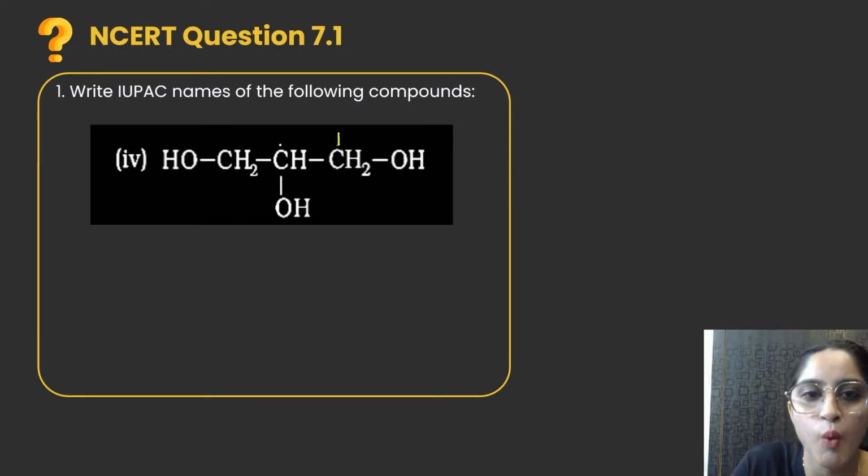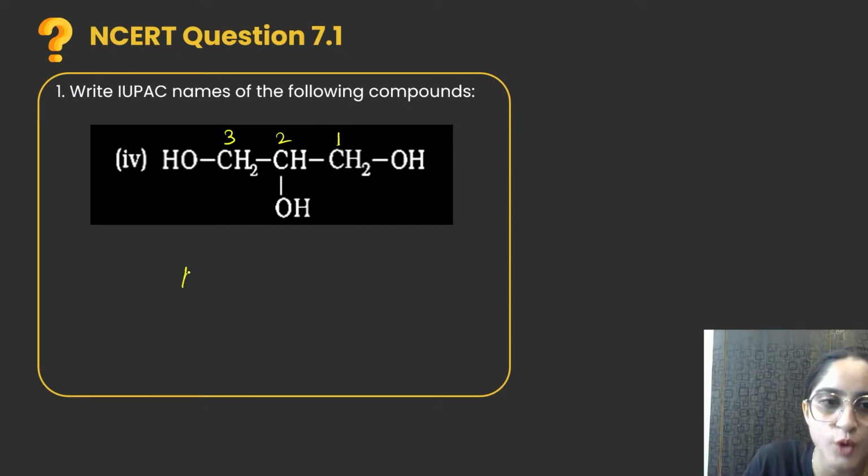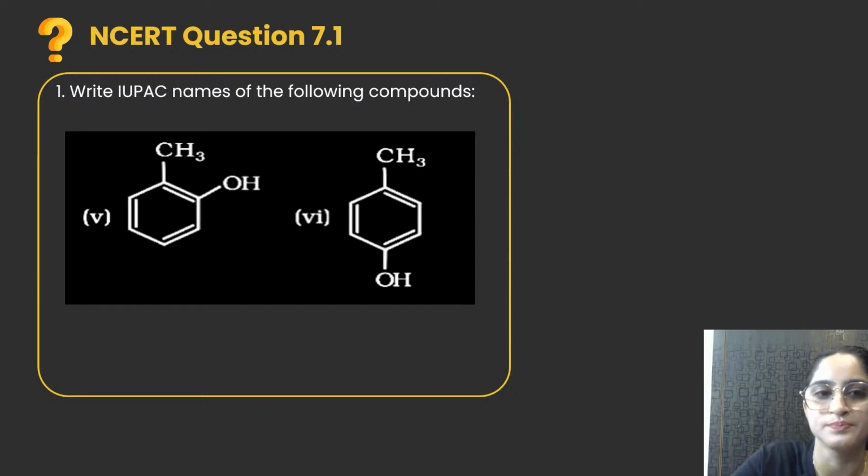So now you have 1, 2, 3. Now what about this one? On the first, second and third position you have ol, right? So it is propane. Again E will be cancelled out because of O. 1, 2, 3 triol, okay? 1, 2, 3 triol. Next one beta, you have this one.